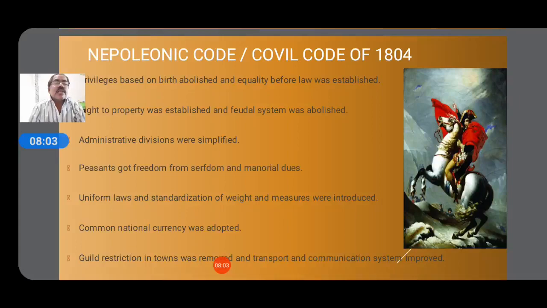Uniform laws and standardization of weights and measures were introduced. A common national currency was adopted. Guild restrictions in towns were removed and transport and communication systems were improved.